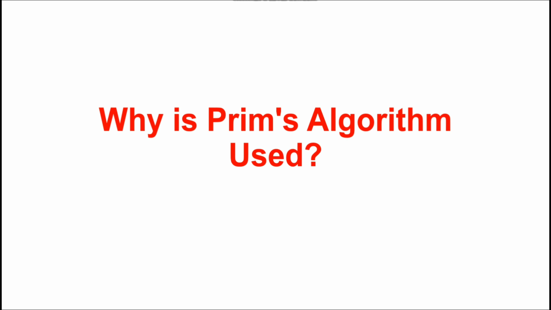Next, we need to know why we use Prim's algorithm. We need to find the minimum spanning tree, so that is the reason we use Prim's. Prim's algorithm is used to find the minimum spanning tree of a graph, which is useful in various applications where we want to connect all the points or nodes with the least total cost or weight. It is particularly efficient for dense graphs, where the number of edges is high compared to the number of vertices.